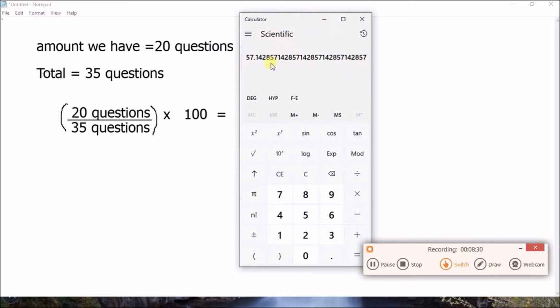Oh, that's cool. Look, it repeats. 142857. 142857. Okay, that's just cool.